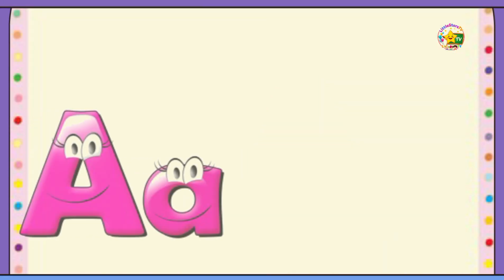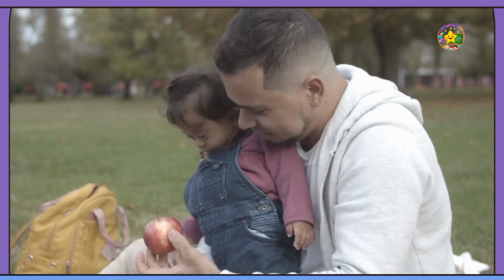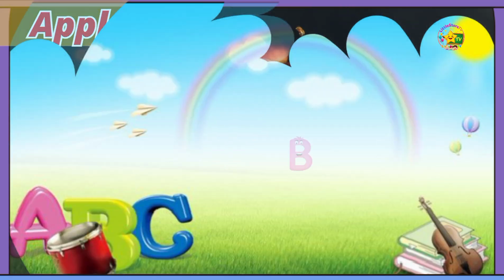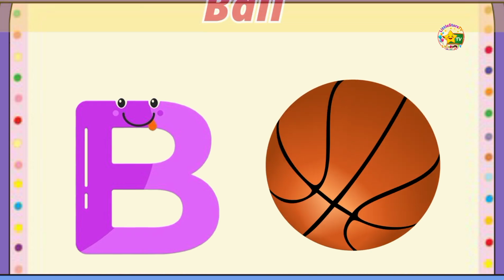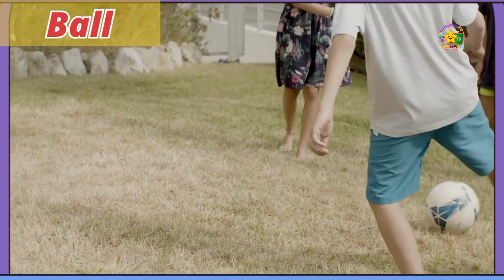A. A for apple. Look, apple is red. B. B for ball. Look, ball can roll.